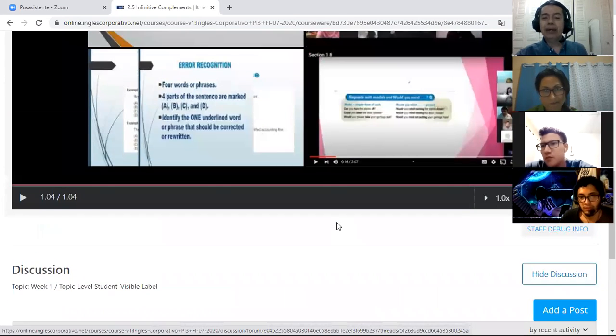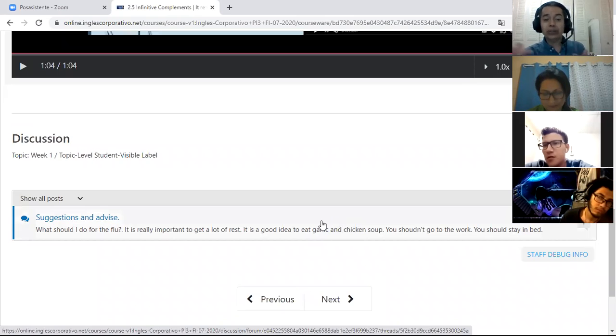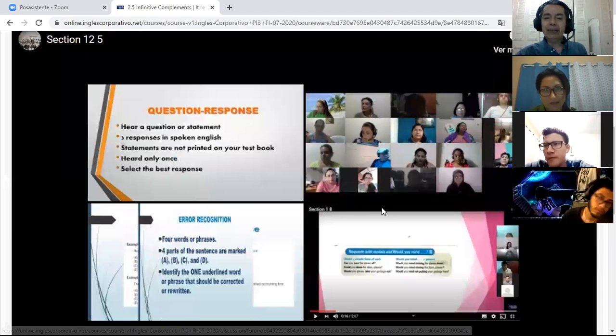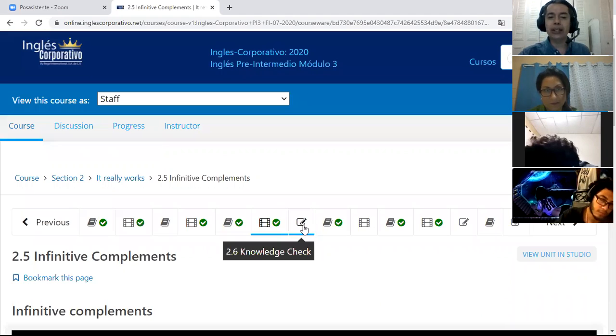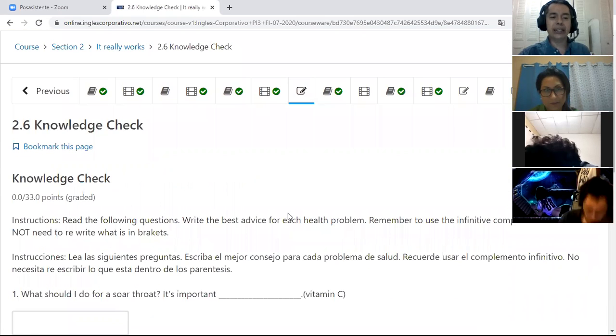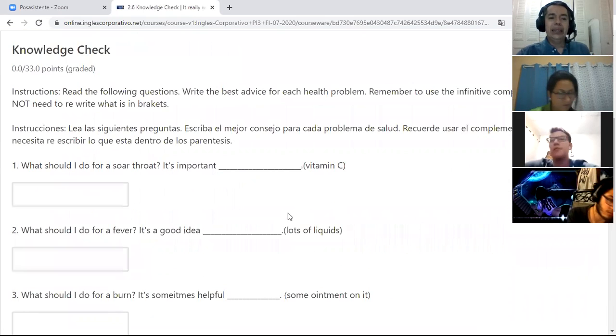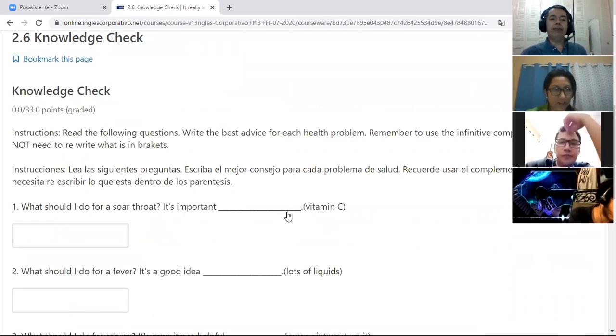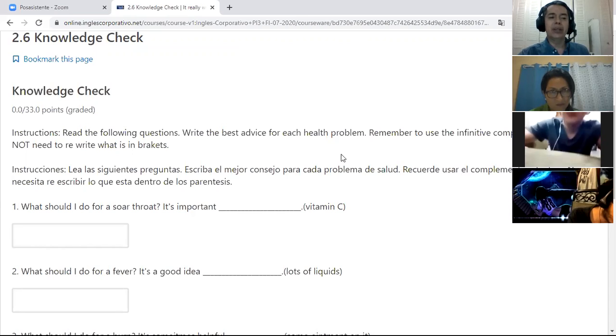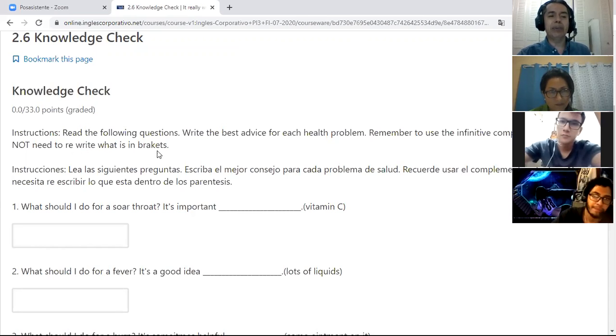Okay, that's nice. But for tomorrow, I want to see more examples, right? More commentaries. And finally, we have a laboratory, right? Laboratory, knowledge check. Read the following questions, write the best advice for each health problem, right? Remember to use the infinitive complement. You do not need to rewrite what is in the brackets, okay?